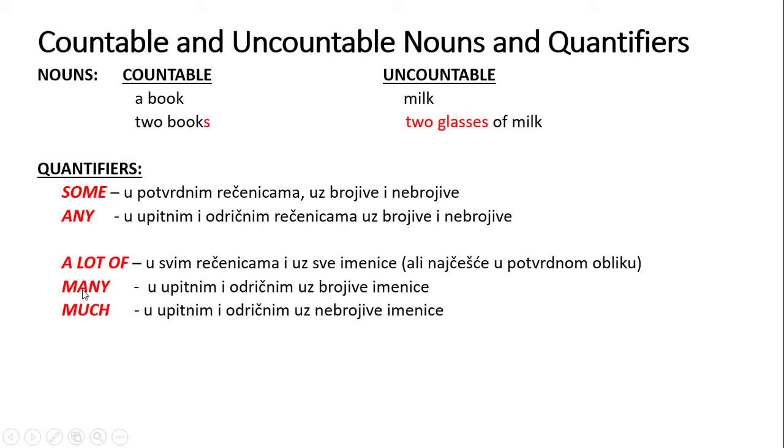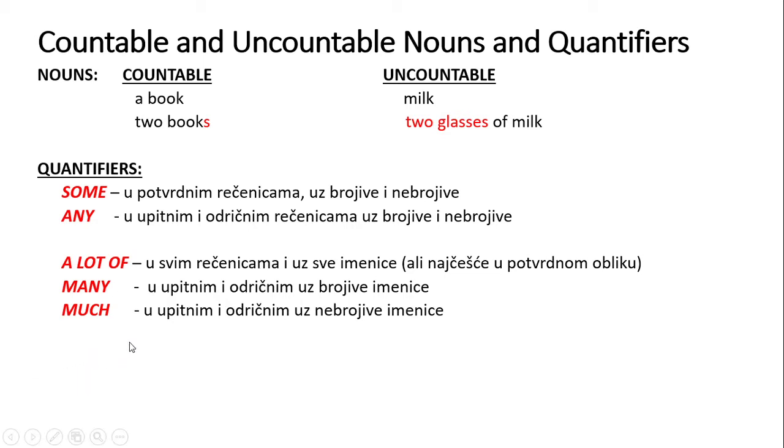We have many and much, which have a specific way of usage. You can use them only in interrogative and negative sentences, but many can be used only with countables, while much can be used with uncountable nouns. So that is the difference between them, although all of them have the same meaning. But you must pay attention to the type of the sentence and the type of a noun.